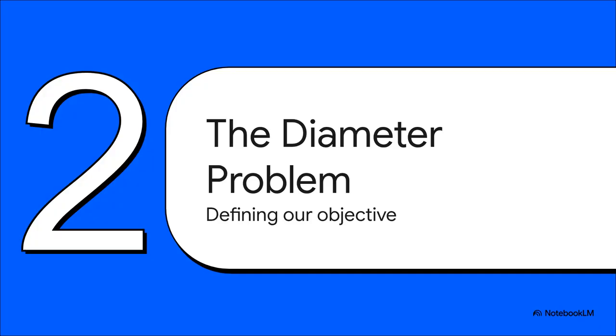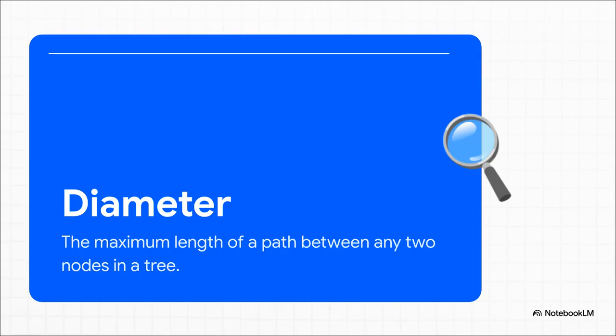All right, so we've got our definitions down. Now, let's get to the main event. We're here to solve the tree diameter problem. And you're going to see this one everywhere, from classic computer science problems to those tricky technical interviews. It's a big one. So what exactly is the diameter? It's actually a really simple idea. It's just the longest possible path you can find between any 2 nodes in the tree.